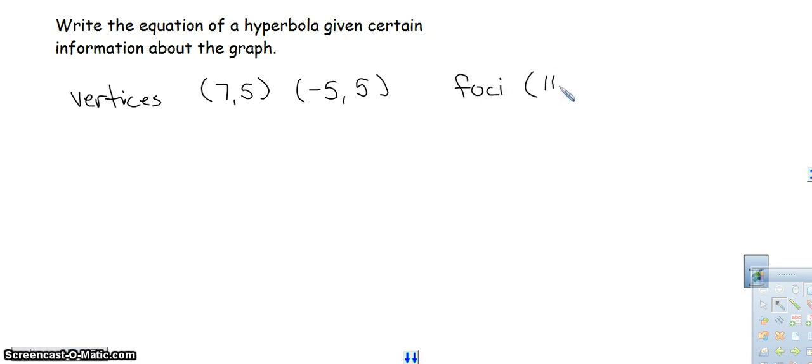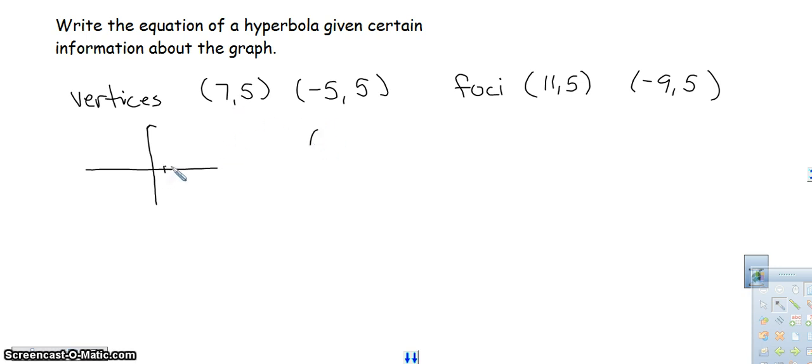Let's try this. Vertices at 7, 5 and negative 5, 5. And your foci are at 11, 5 and negative 9, 5. What that tells me is it's opening left and right. So that means my x is going to be first.